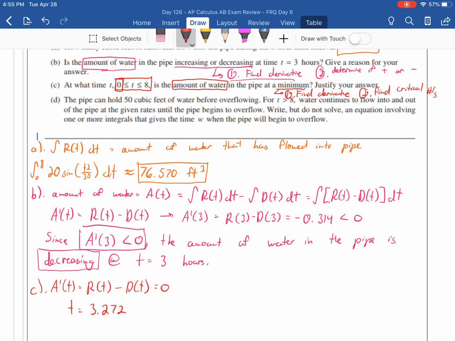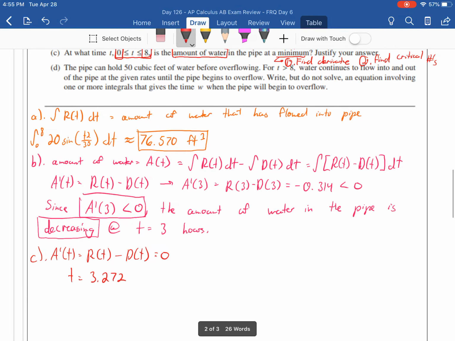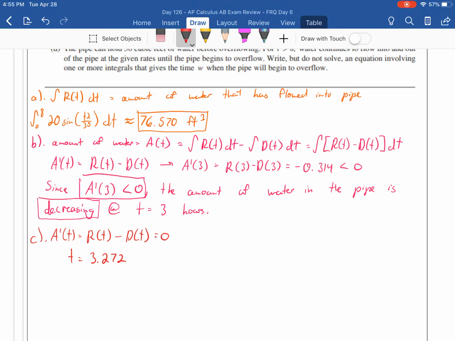Okay. So now we got to test this value in addition to the endpoints of the interval. Whenever you're given an interval and you're finding a max or a min, you have to test the endpoints of the interval. So we are going to be testing 0 and 8. So we're going to be testing that into a of t, into the original amount function. Okay? So we're going to be testing a of 0, a of 3.272, and then a of 8. So we're going to be testing those three t values.